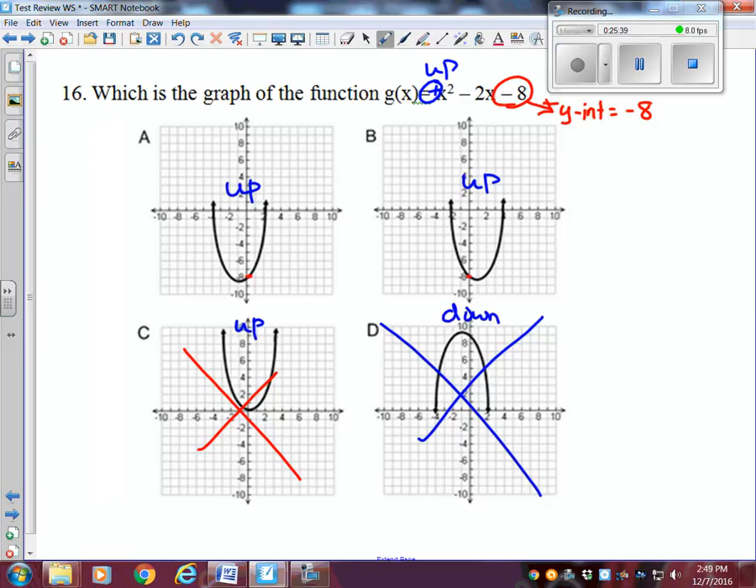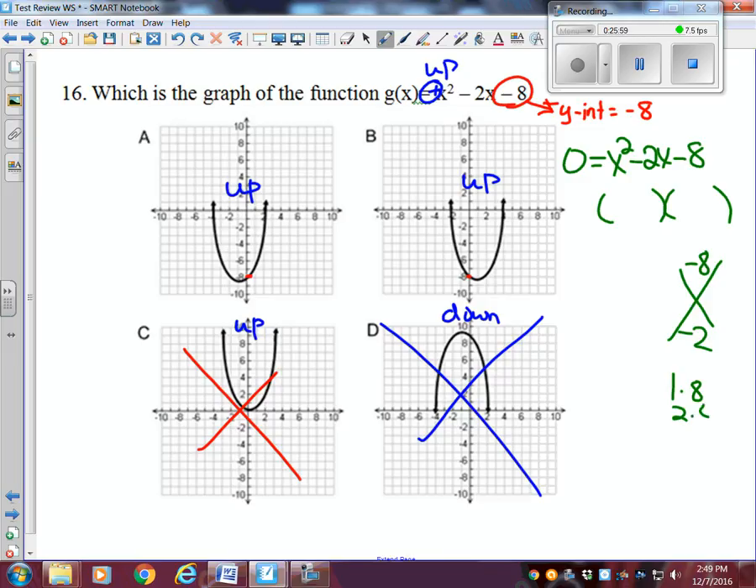What I need to do now is get my x-intercepts, which means I have to solve it. So I'm going to set it equal to 0, x squared minus 2x minus 8. What multiplies to give me -8 that's going to add to give me -2? Well, 1 times 8 and 2 times 4 are my only ones. The last term is negative, so I'm mentally subtracting. So I know it's going to be 2 and 4.